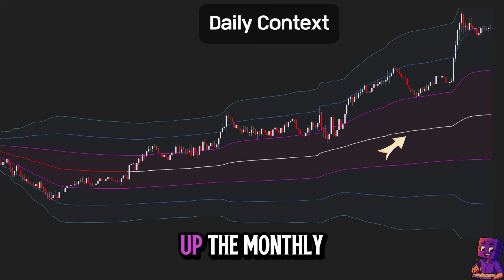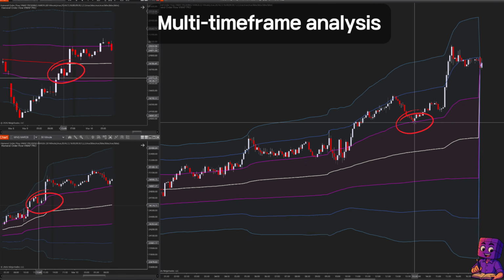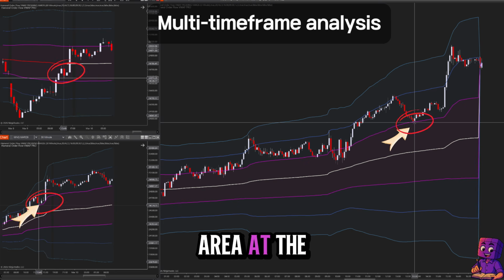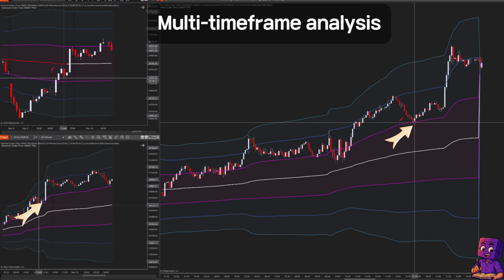VWAP slope is up. The monthly and weekly context support buy trades, and we have a nice support area at the +1 standard deviation from both the weekly and daily charts. This can be a nice long opportunity.